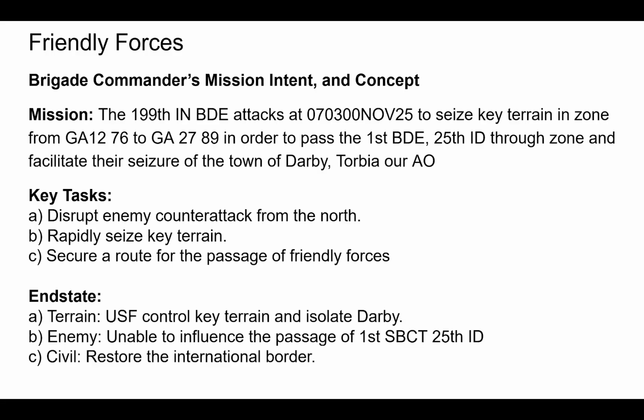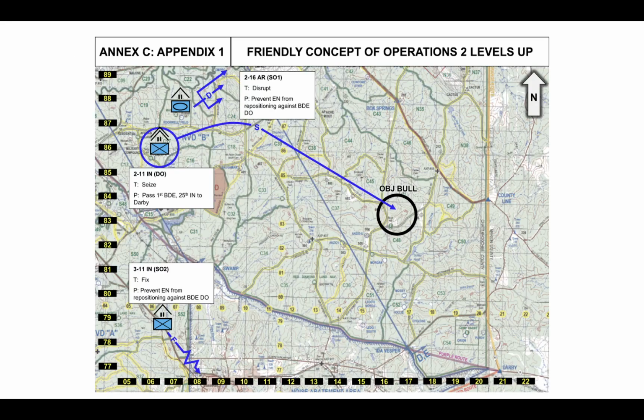So usually the terrain is going to be just control the terrain. We're going to conduct an attack, so the end state here is that we control the terrain we're actually attacking. And the enemy, higher level up, is going to be much more strategical. In this case, for the brigade, it's the enemy is unable to influence the passage of the 25th ID, so they're unable to do anything about it, essentially. Civil is going to be restore the international border. That's the brigade's highest level mission for the civil. The end state, the international border is restored after this operation.